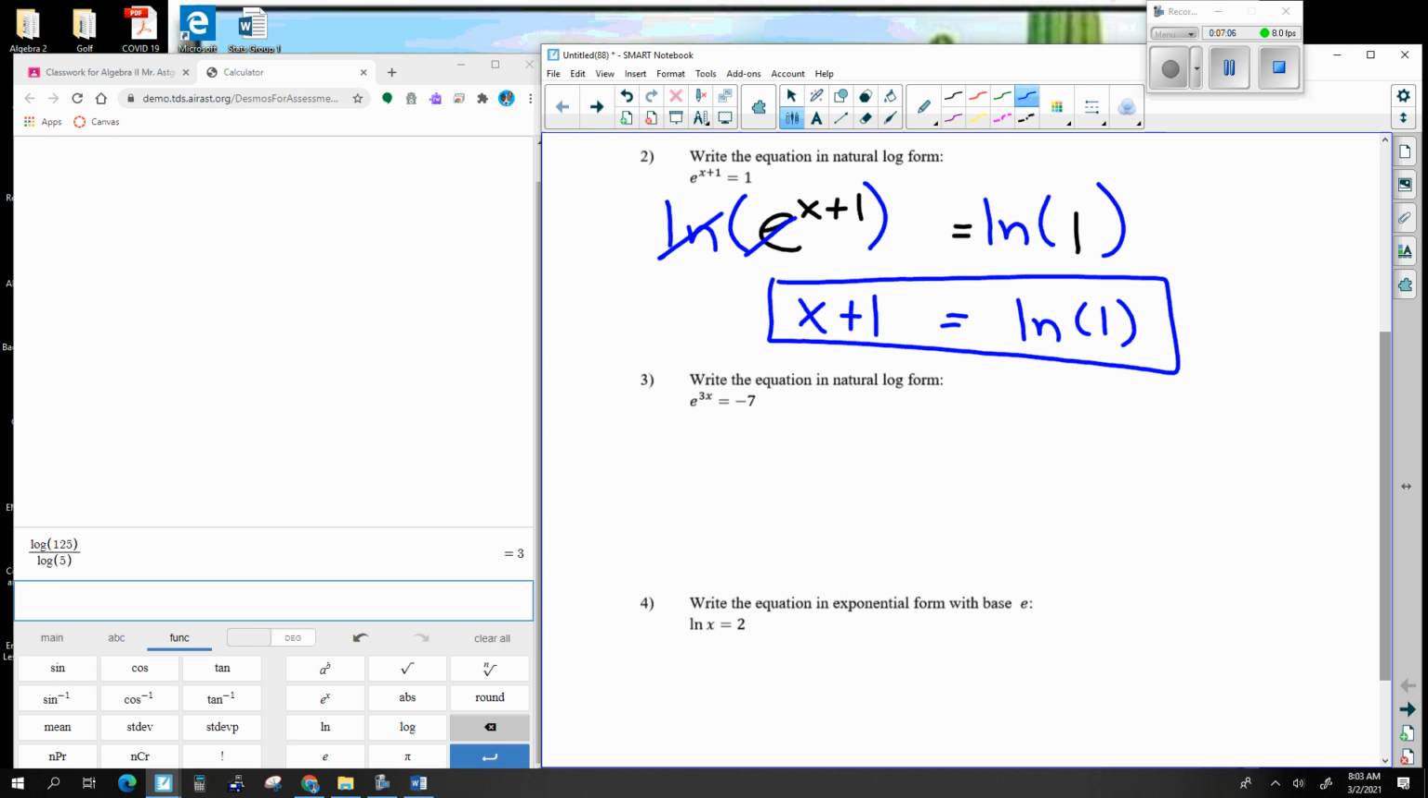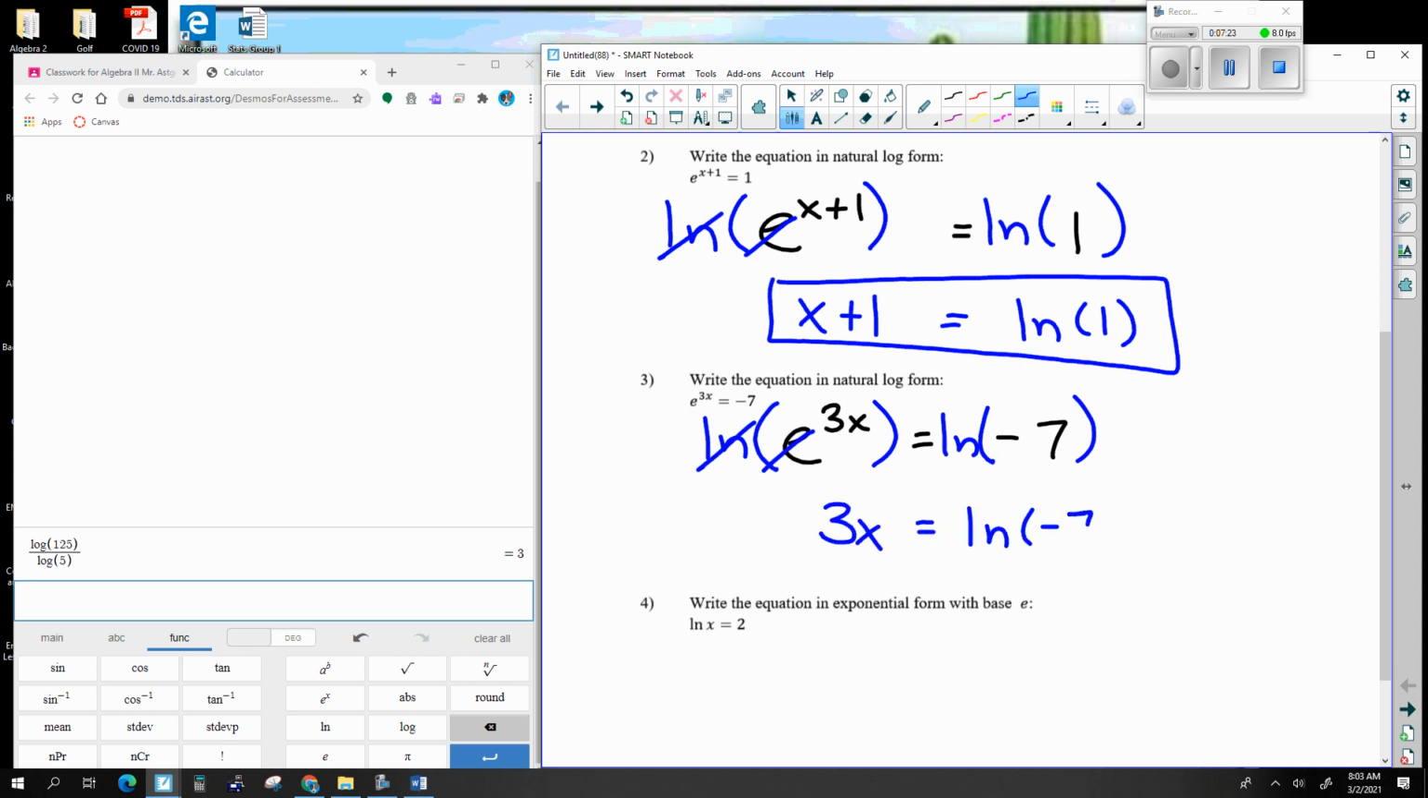Write the equation in natural log form. Okay, so again, e to the 3x is equal to negative 7. ln. 3x is equal to the ln of negative 7.